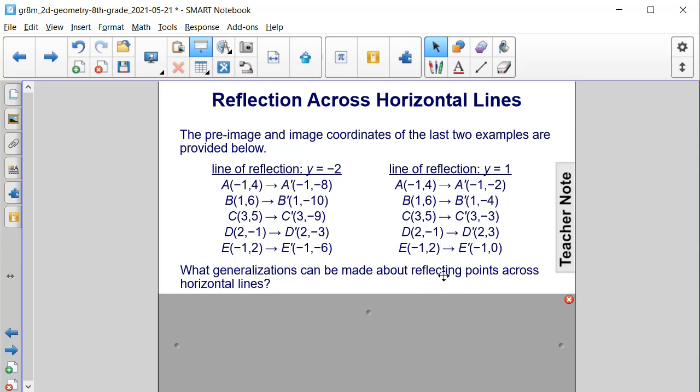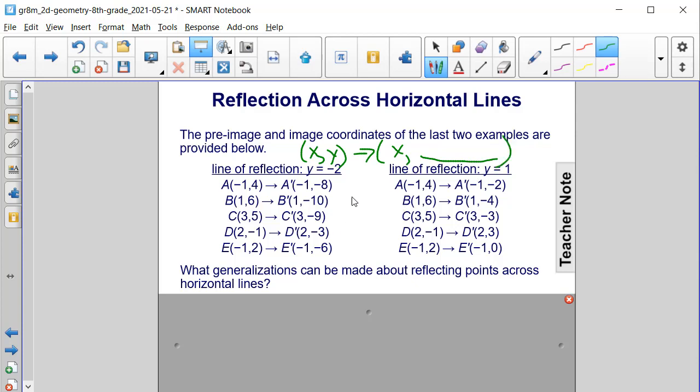What generalizations can be made about reflecting points across these horizontal lines? Well, we can clearly see by looking at these that the x-coordinates are not changing. They are remaining the same. So let's start our formula with (x, y) goes to (x, and leave a blank space to figure out what's happening with the y-coordinates.